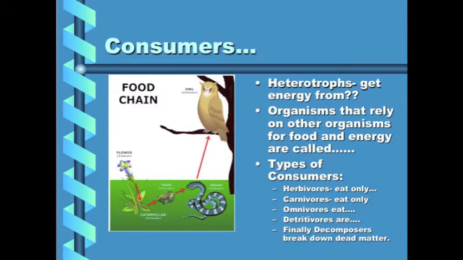Well, if we know what a producer is, now we have to know what a consumer is. A consumer would be similar to a heterotroph, or organisms that get their energy from some other organism. Organisms that rely on other organisms for food and energy are called consumers. There are four different types of consumers. First of all, we have herbivores that eat only plants, carnivores that eat only meat, omnivores that eat meat and plants, and then detritivores that eat dead things. Finally, we have decomposers.